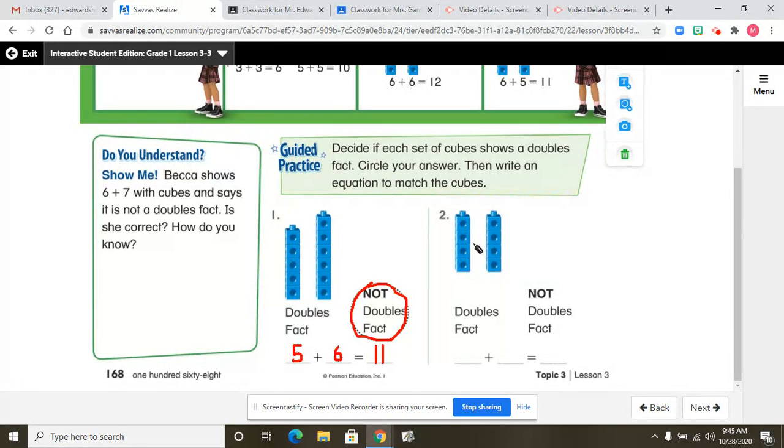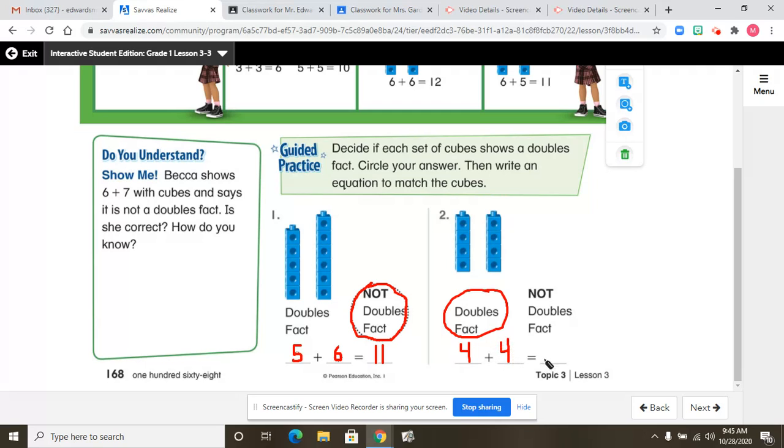Okay, number 2, if we look at the first tower, there are 1, 2, 3, 4 cubes in the first tower, and 1, 2, 3, 4 cubes in the second tower. So, are they the same? Yes. So, yes, this could be a doubles fact. All right, let's write our equation. First tower had 4 in it, so we will write 4 plus, how many are in the second tower? 4.